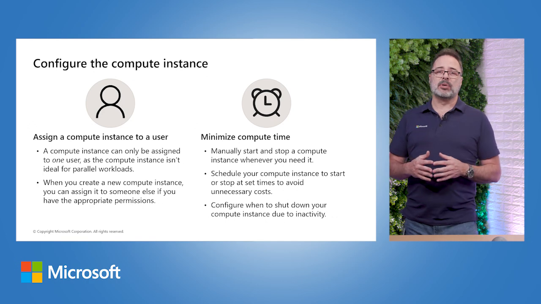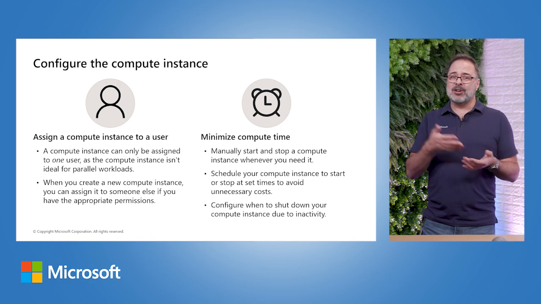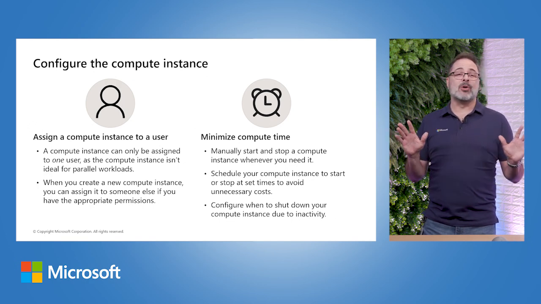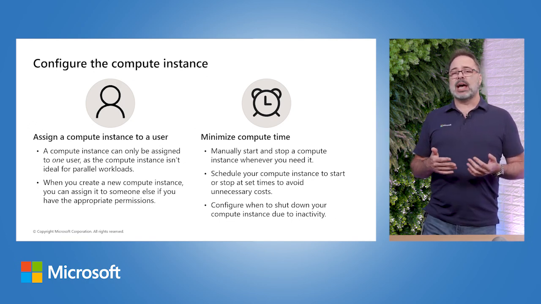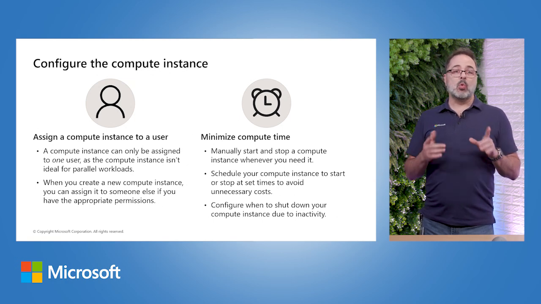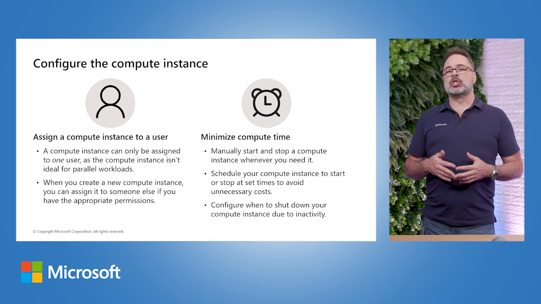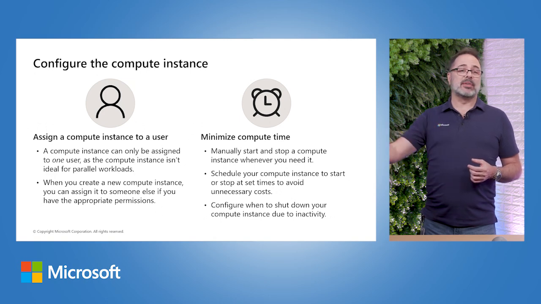So when it comes to a compute instance, we can manually start and stop it, but if a data scientist forgets to stop it, we might be incurring a lot of additional costs that we don't want. So to avoid that, we could schedule the compute instance to start and stop at specific times, or, and I think this is the better option, we can configure the compute instance to shut down after a specific amount of inactivity.